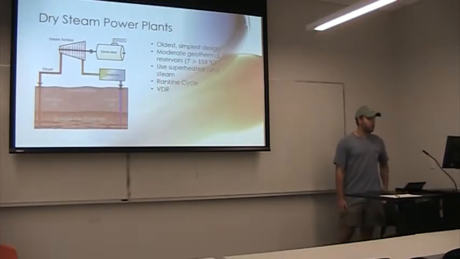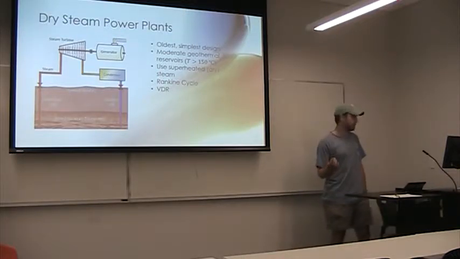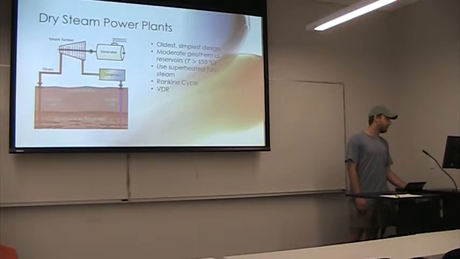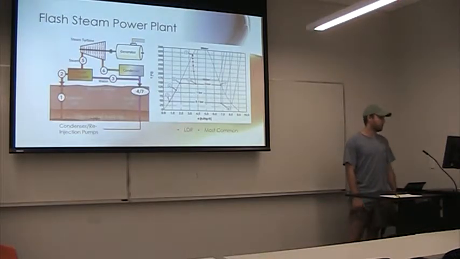And these are usually found in VDRs or vapor-dominated reservoirs, just because you get that pure superheated steam coming out of the ground. The next, and this is the most common type of plant, is a flash steam power plant.